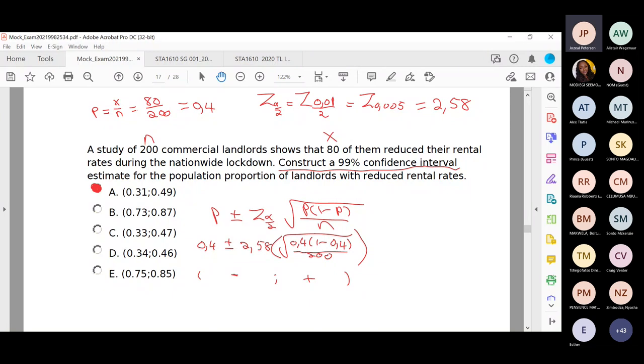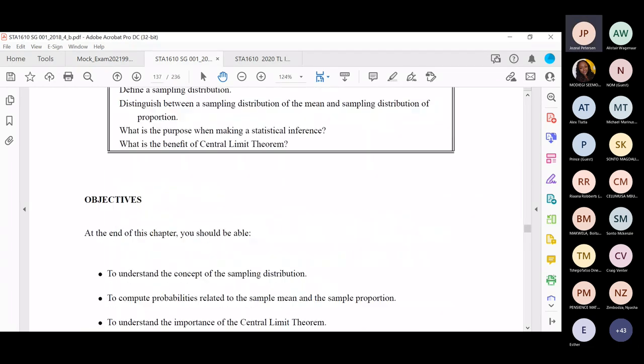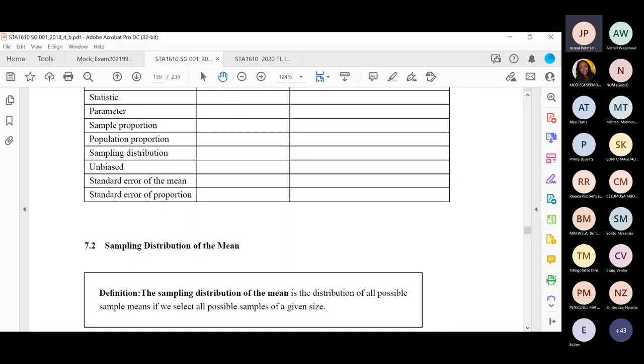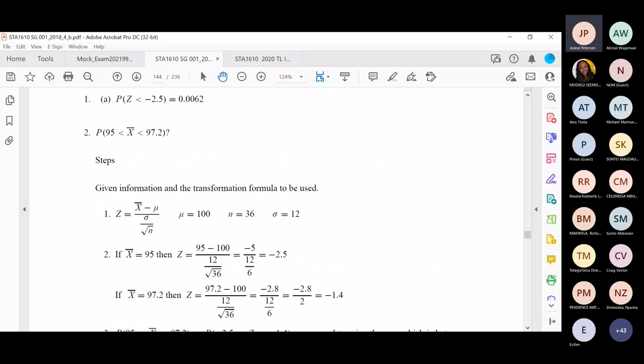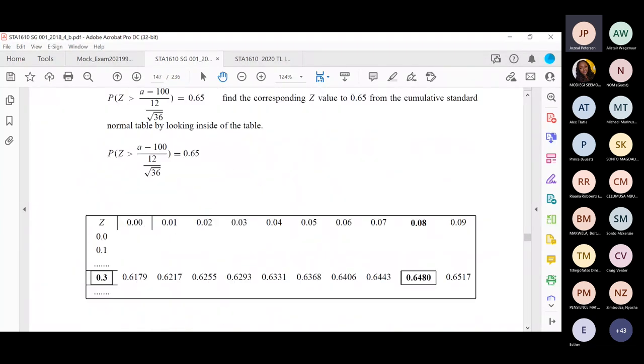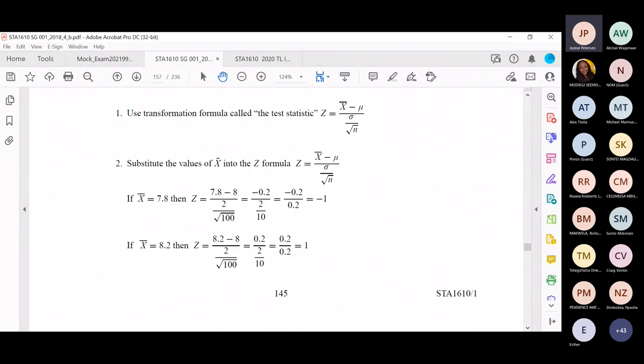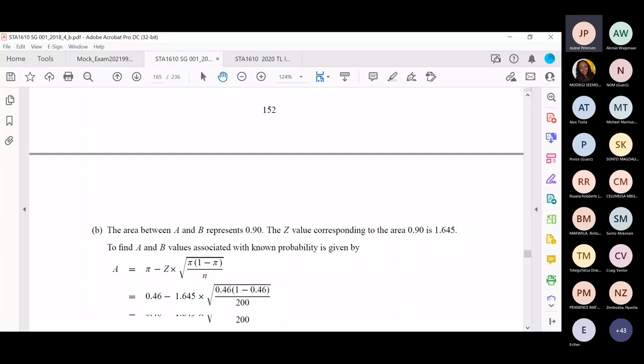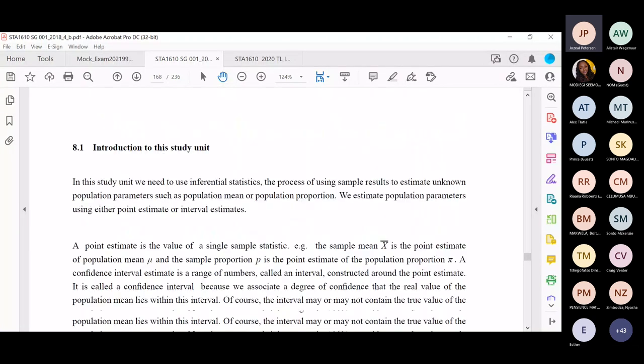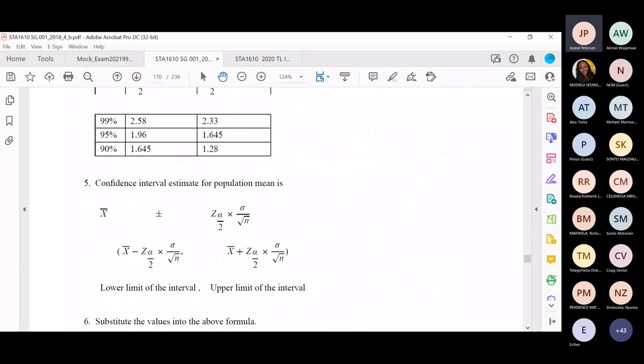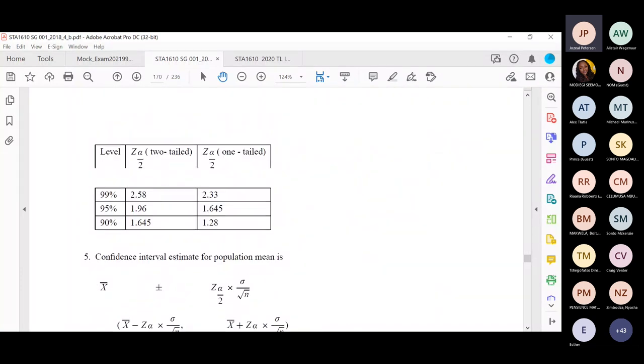Yes. Can I use the level of confidence table on page 158 of the study guide? Yes, let's see where page 158 is. There we go. Yes, this is the same table that we shared, you can use this. There it is, where alpha is for a 99% confidence level. You can just come here and use this.